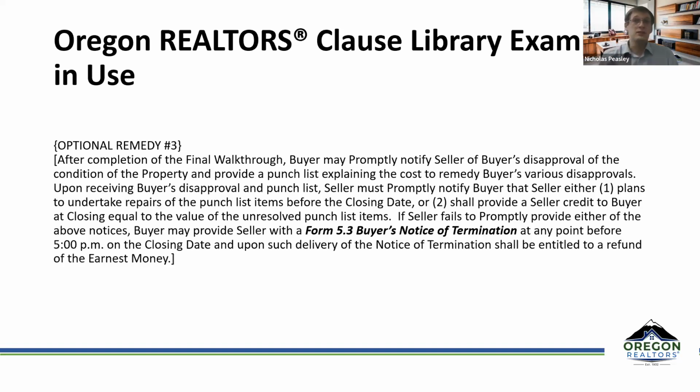Or option 3. After completion of the final walkthrough, buyer may promptly notify seller of buyer's disapproval of the condition of the property and provide a punch list of items explaining the cost to remedy buyer's various disapprovals. Upon receiving buyer's disapproval and the punch list, seller must promptly notify buyer that it either 1, plans to do the repairs and fix this stuff, or 2, shall provide a seller credit to buyer at closing equal to the value of the unresolved punch list items. If seller fails to promptly provide either of the above notices, buyer may provide a notice of termination.